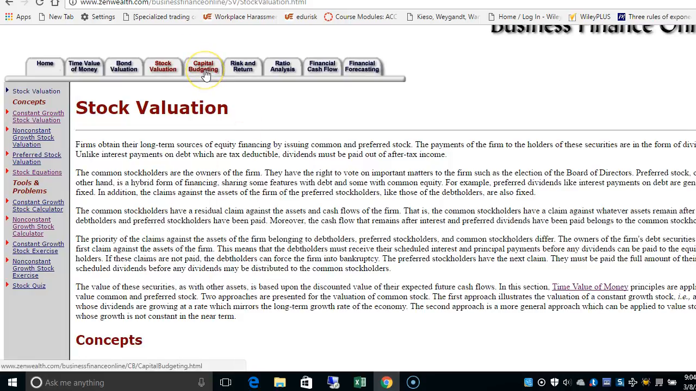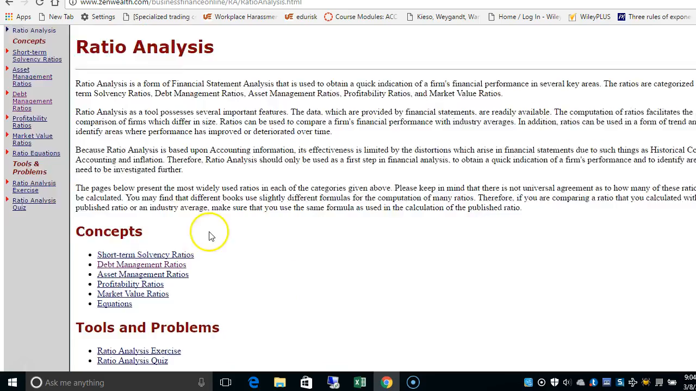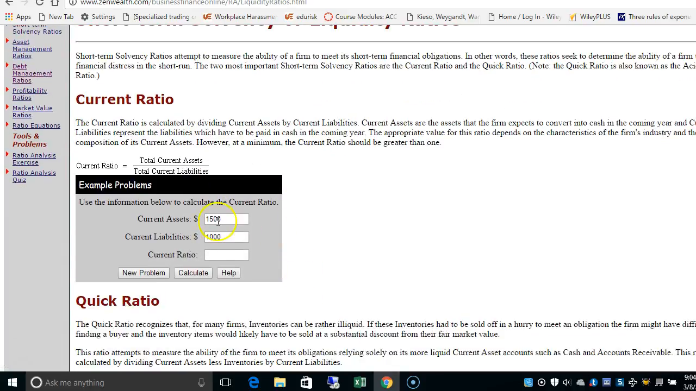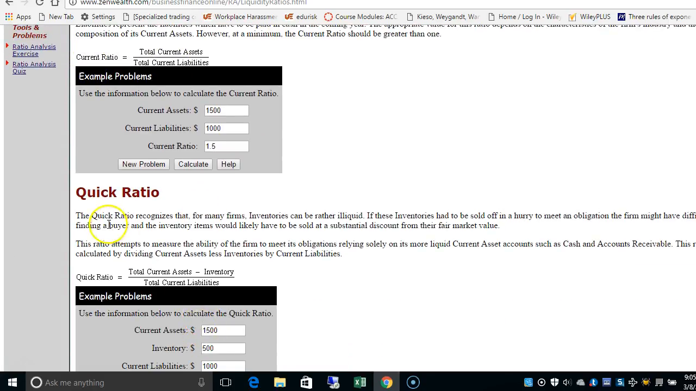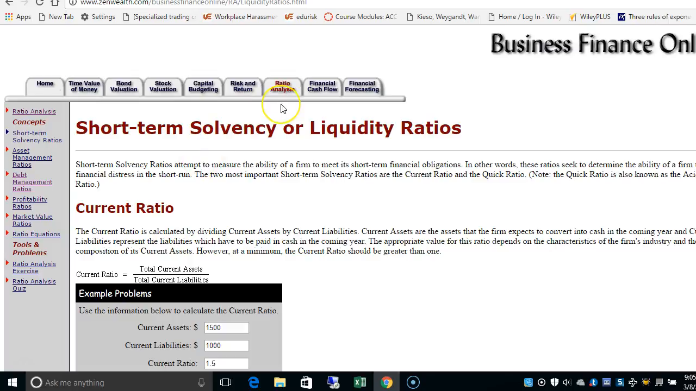Capital budgeting, risk and return. Here's our ratio analysis, which we just got done with. You can click on current ratio. It does the calculation for you. For example, current assets over current liabilities, and it gives you the formula and a nice description of what it is. So this is a pretty good website, I think, for learning.